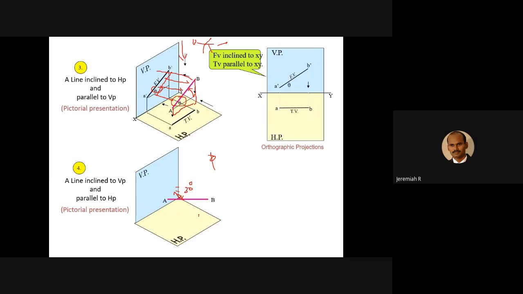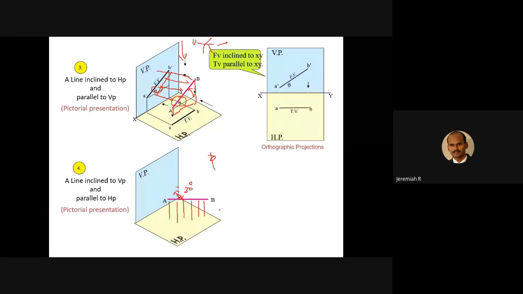When you say parallel to the horizontal plane, the distance should be equal at any point. If the gap is 30, it means the gap should always be 30. If the gap is 20 mm, it means the gap should always be 20 mm. Then it is parallel. The line is inclined to the vertical plane at some angle, but parallel to the horizontal plane.